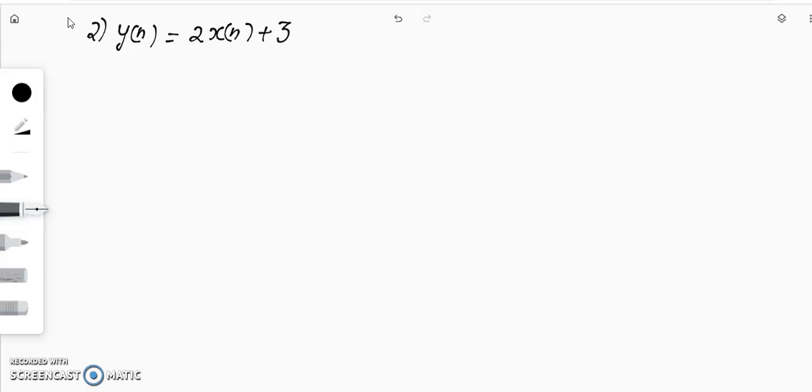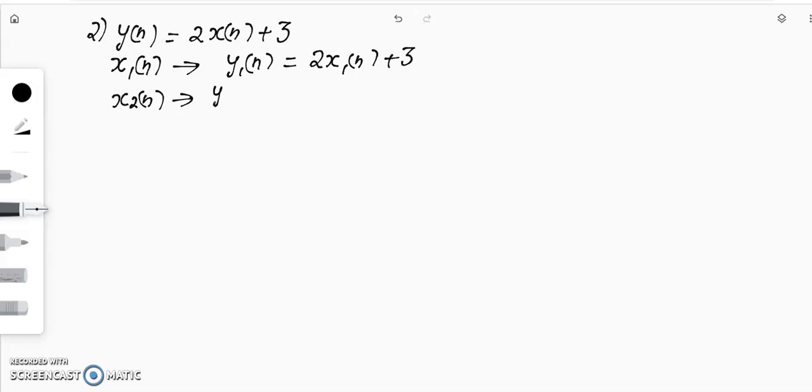That's your question. Okay, so the first thing you will be doing is finding the weighted sum of our output. To find the weighted sum of output, consider the input is x1 of n. If the input is x1 of n, what will be y1 of n? So y1 of n is equal to 2 into x1 of n plus 3. Similarly, if the input is x2 of n, then the output is y2 of n, which is equal to 2 into x2 of n plus 3.